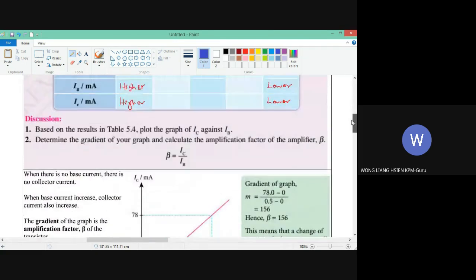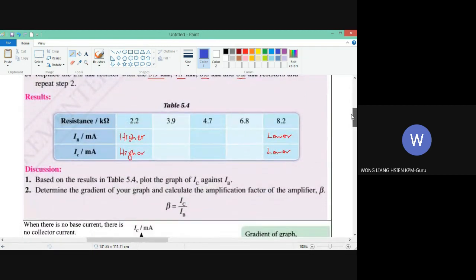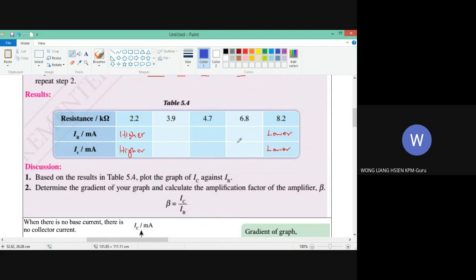Okay, so look here. This is how we want to calculate the amplification factor. The amplification factor is the ratio between the collector current and the base current. We know that the collector current is bigger than the base current, but bigger by how much? So we take the collector current divided by the base current, and we get this number. This is the amplification factor of the amplifier.